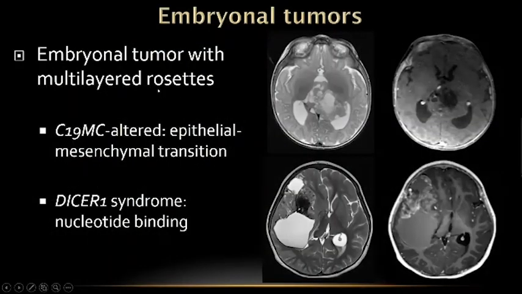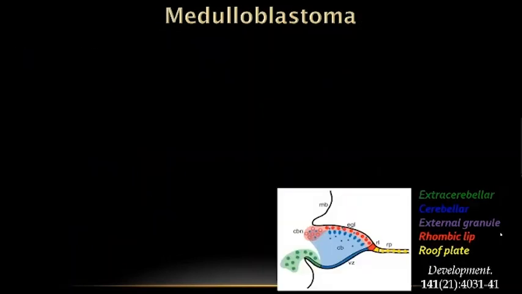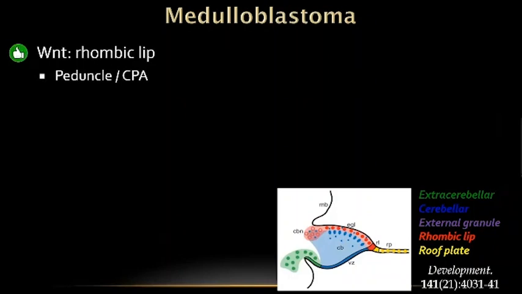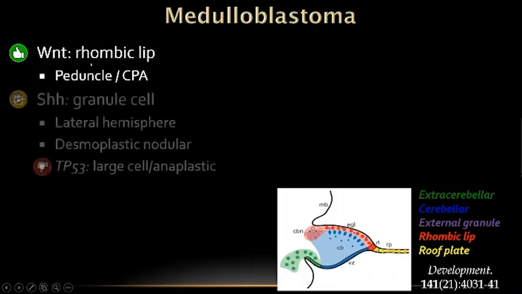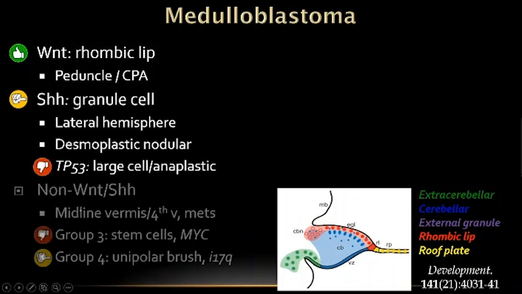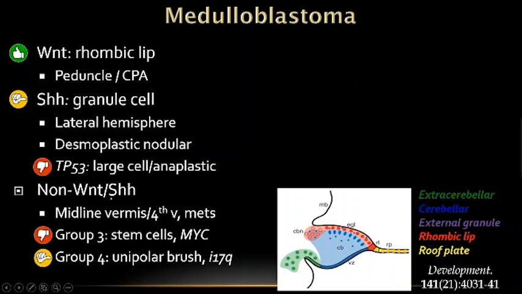The embryonal tumors: we have the embryonal tumor with multilayered rosettes, and we now have some chromosome 19 alterations that have been linked to these, the epithelial mesenchymal transition, and also the Dicer-1 syndrome, in which you can have multiple tumors of various organs. Medulloblastoma is your classic embryonal tumor, and there have been for some time 4 different groups based on molecular subtype: the wingless, the sonic hedgehog, and group 3 and 4, which are neither wingless nor sonic hedgehog.